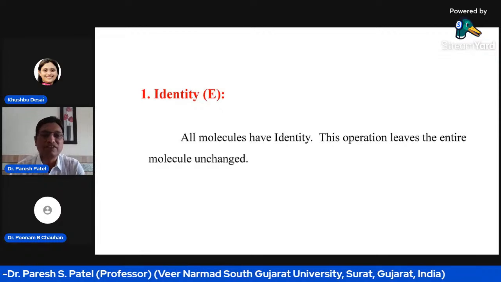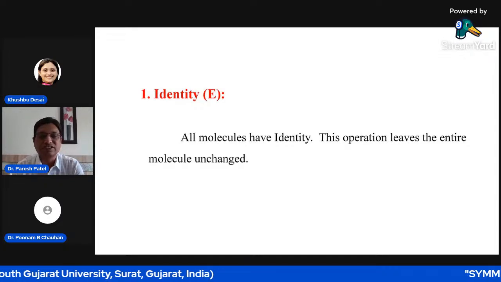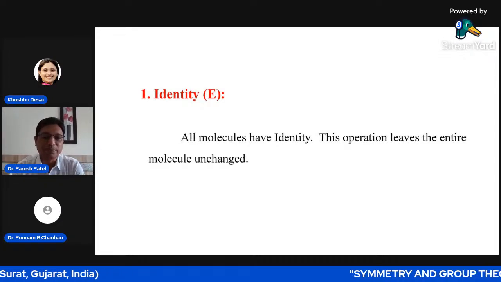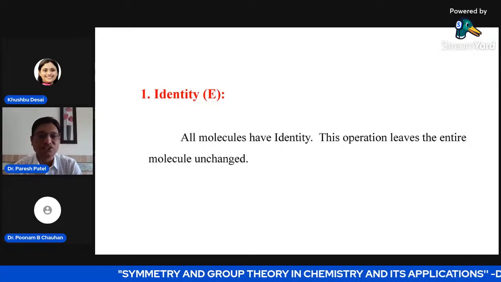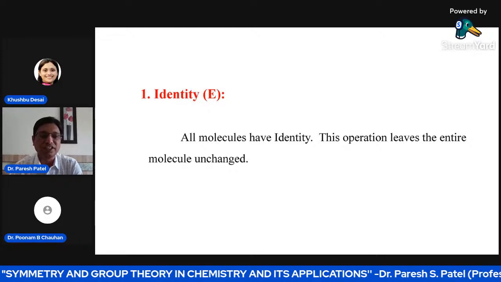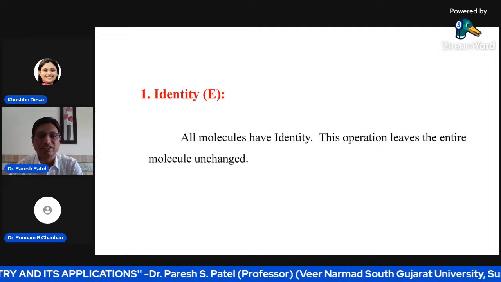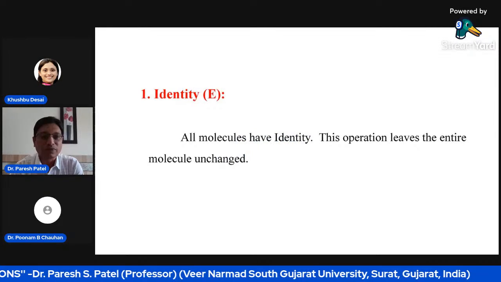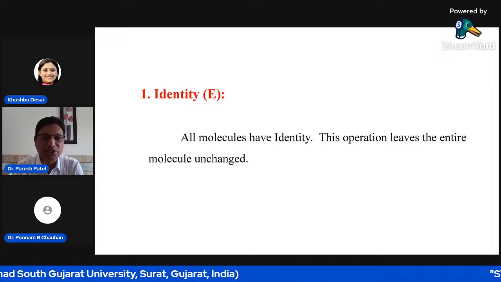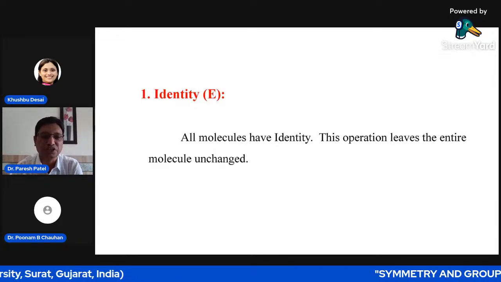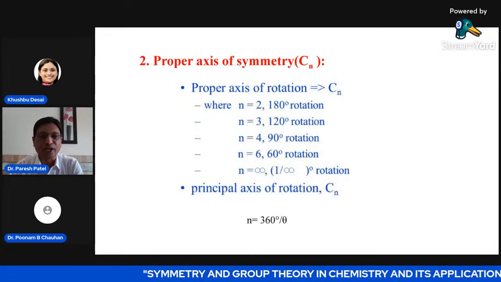Now, the first symmetry element is the identity. We know that all molecules have an identity symmetry element, and if we operate the identity symmetry operation on any molecule, the entire molecule will be unchanged. So there is no change in the position of the molecule. Each and every molecule has an identity symmetry element. Dear students, if we operate the identity symmetry operation on a molecule, there is no change in its position. Yes. The second one is the proper axis of rotation.